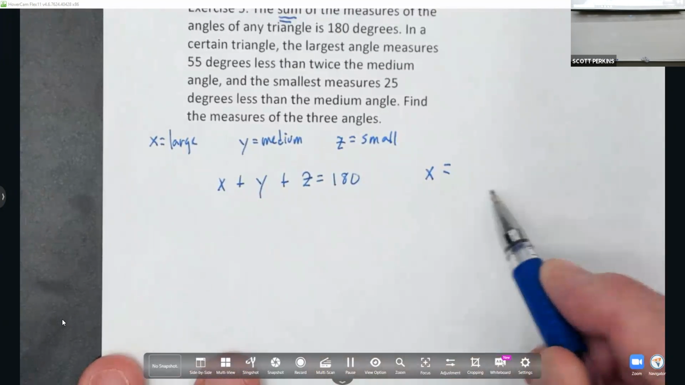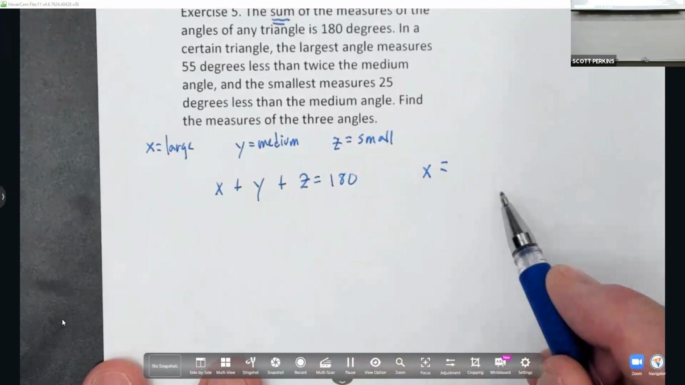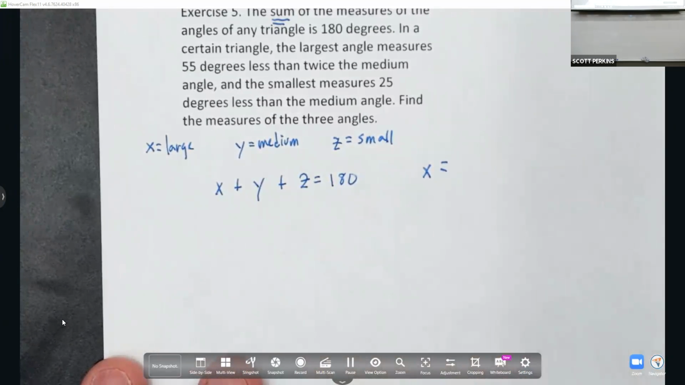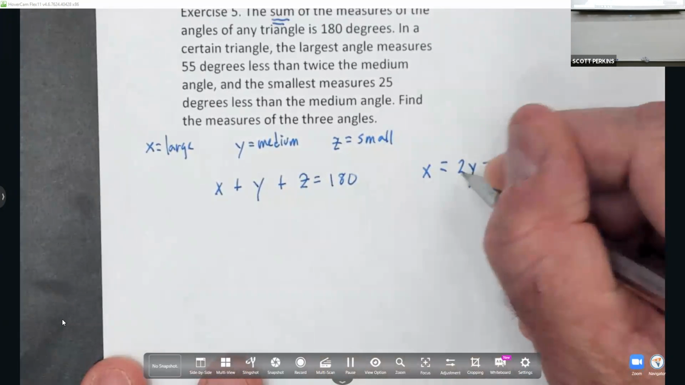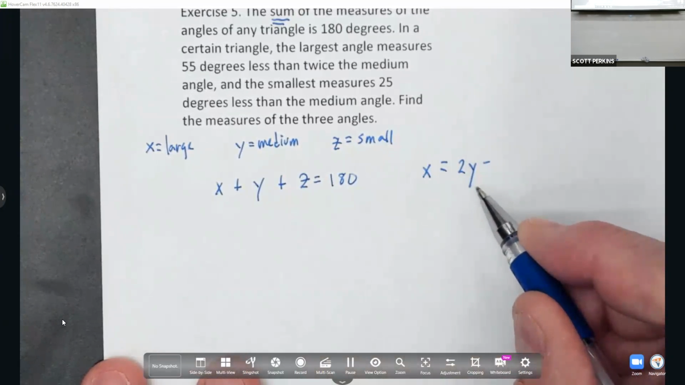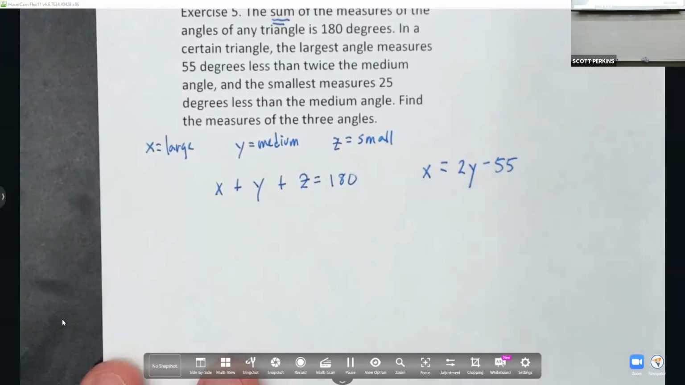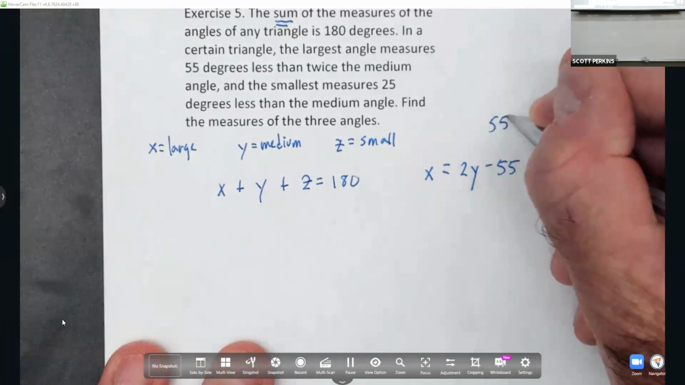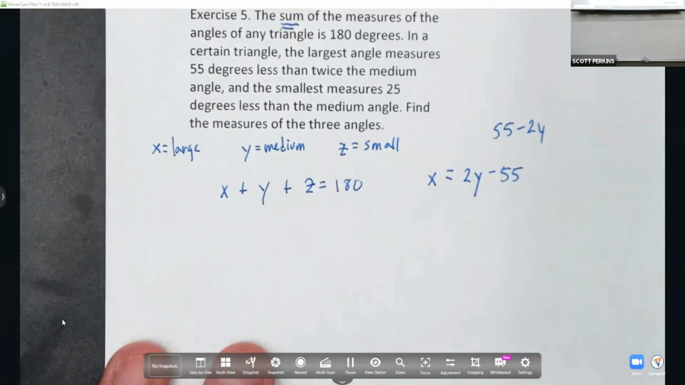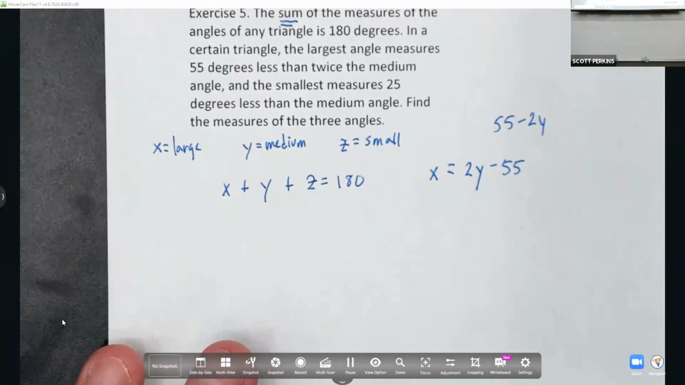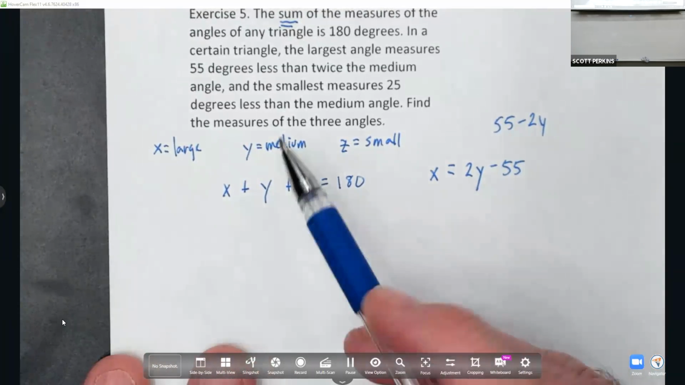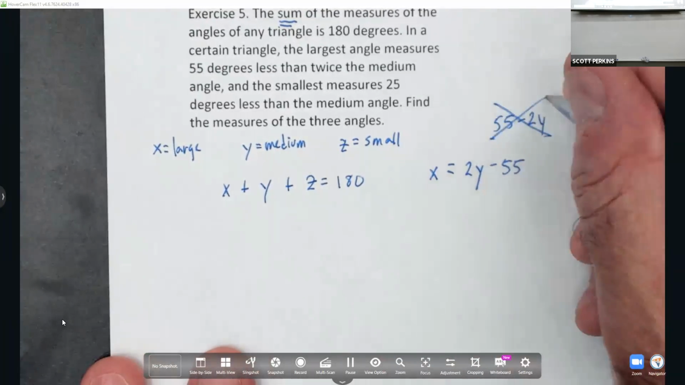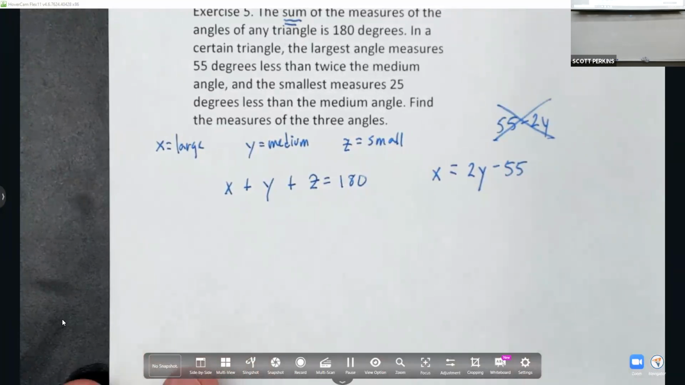So what am I going to write on this side? How do I express 55 degrees less than twice the medium? 2 times whatever letter for the medium, I used Y, minus 55, yes. The order for subtraction is particular. If you wrote 55 minus 2Y, that is not correct. That is twice the medium angle less than 55 degrees. So subtraction, the order is particular and it's implied in the way the problem's written. So that would be wrong. You'll get the wrong answer.